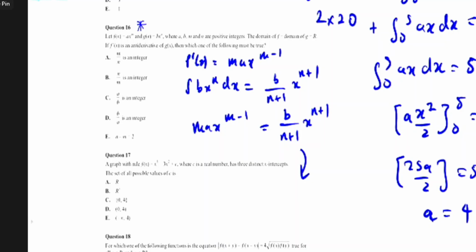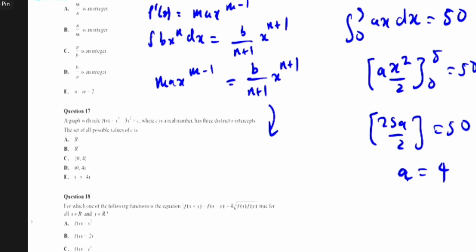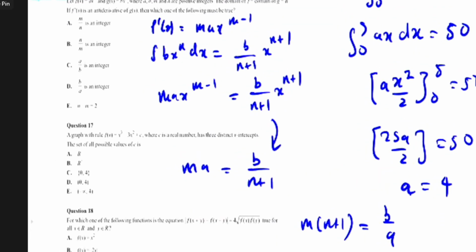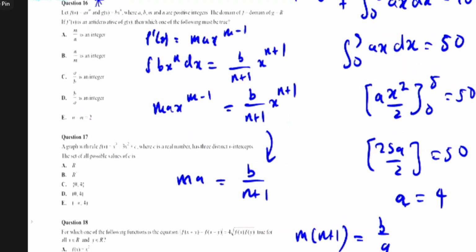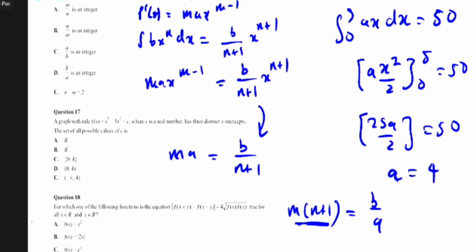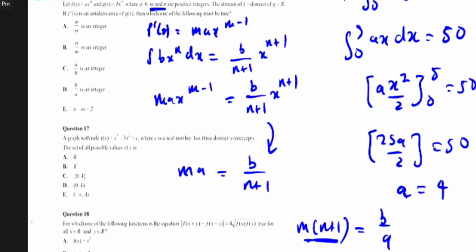Actually, I want to rewrite this, and it's going to make it easier. I want to equate the coefficients. So ma is equal to b over n plus 1. That means m times (n+1) is equal to b divided by a. Both m and n are positive integers, so this whole thing will be an integer, right? So that means b divided by a is an integer. I think that should be easy to understand. Okay. Here is this for right hand side stuff, right?